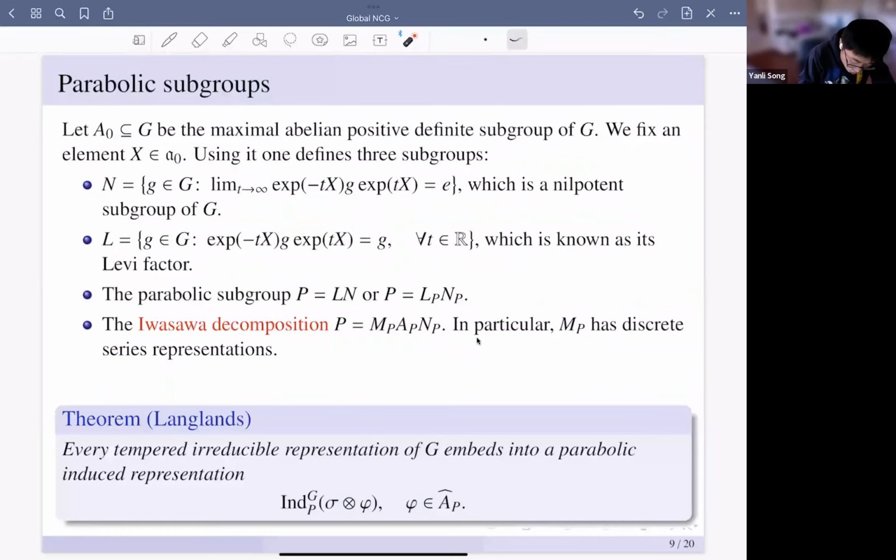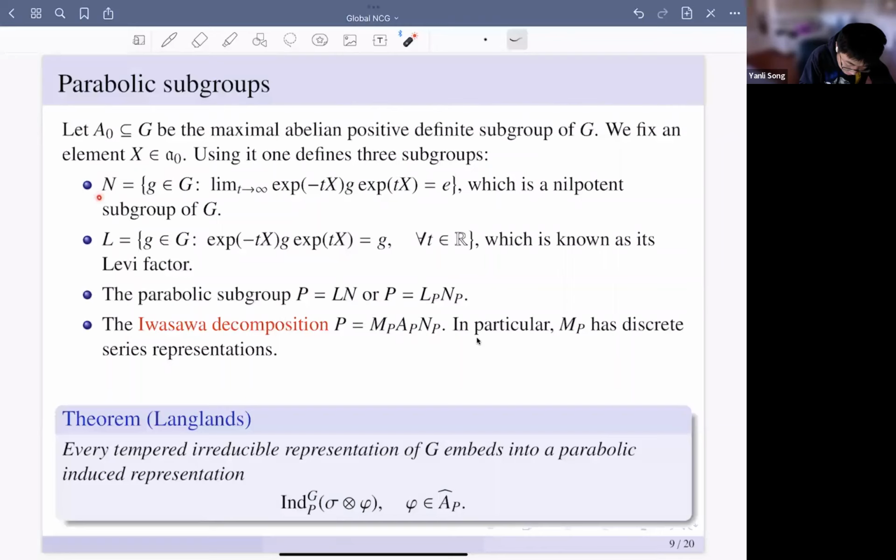So let A be a maximal abelian positive definite subgroup of G. Here, in most cases, you can consider A to be the subgroup of G which are diagonal. So you can consider A0 just as the diagonal matrices. And we can fix an element X in the Lie algebra. For every choice of this X, we can define some subgroups.